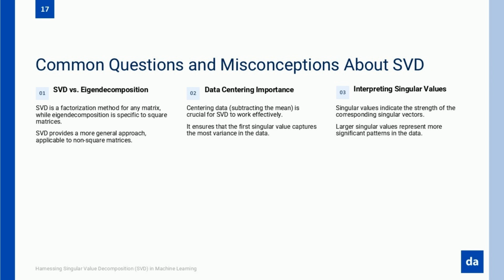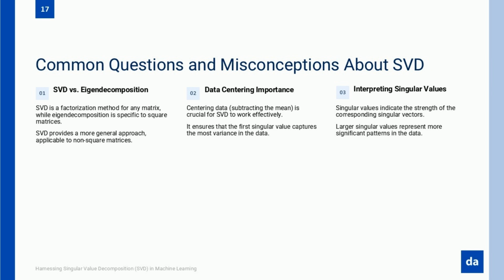The applicability of SVD to non-square matrices represents a significant advantage that's often overlooked. Many data scientists incorrectly assume they need to transform their rectangular data into square matrices before applying matrix decomposition techniques. This misunderstanding stems from conflating SVD with eigendecomposition, leading to unnecessary pre-processing steps that can introduce bias or distortions.